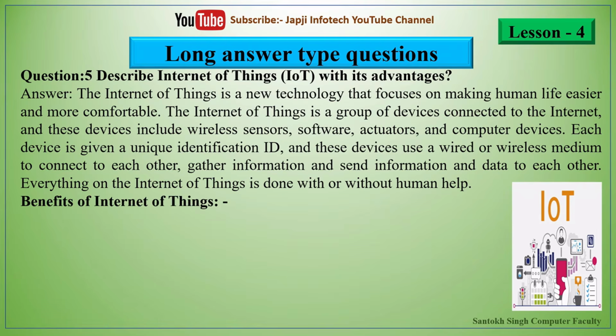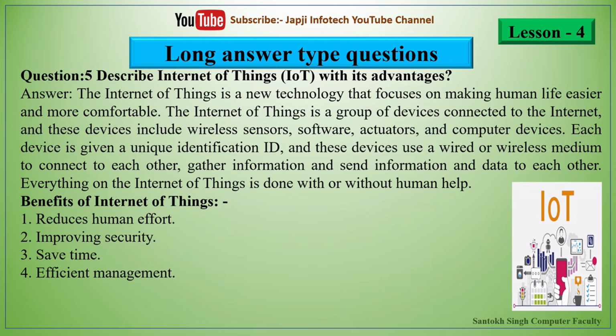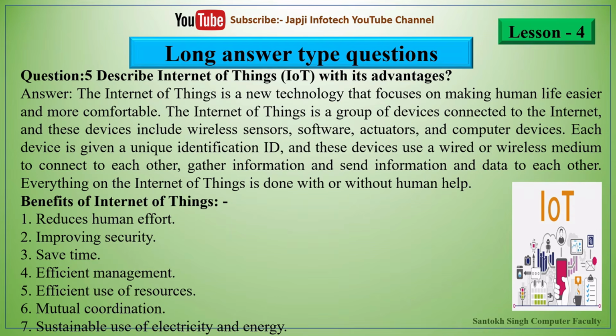So the benefits of the Internet of Things are: the first one is it reduces human effort, it improves security, it saves time, efficient management, efficient use of resources, and mutual coordination. And the seventh one is sustainable use of electricity and energy.